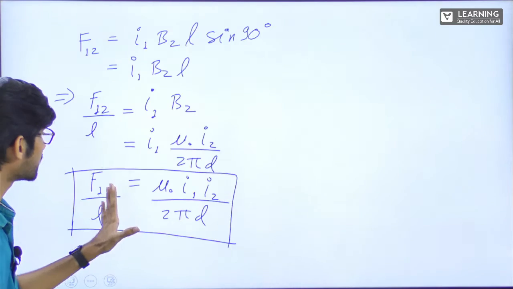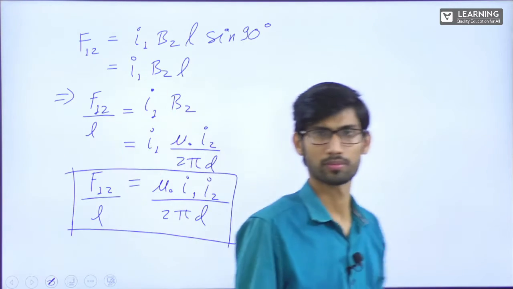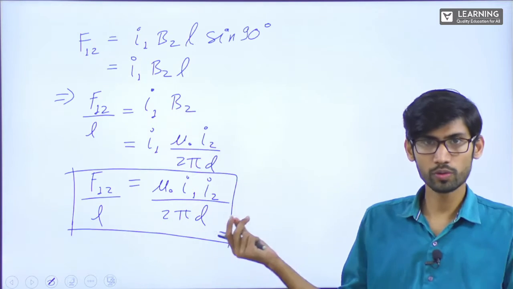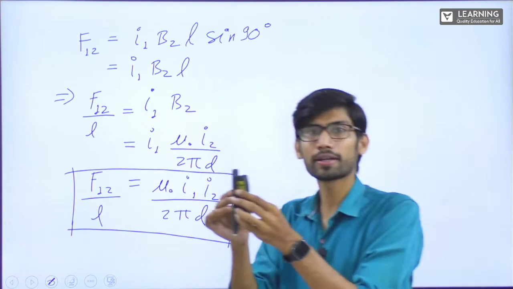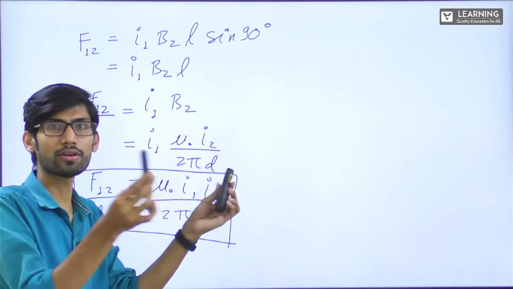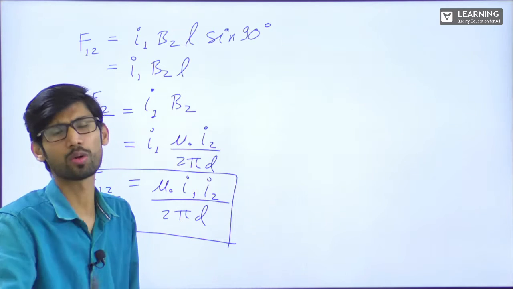Now see, first of all, this force that we have calculated is a very small force. Because if the value of this force were very high, we would have seen two wires kept there getting attracted to each other, right? We have never experienced this. They never stick to each other, correct? Why? Because the value of this force is very, very small.